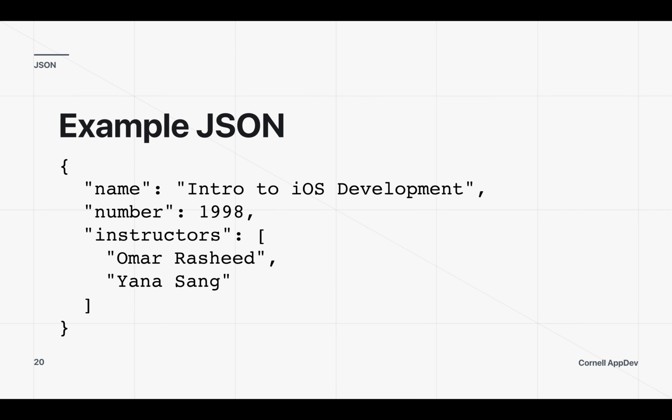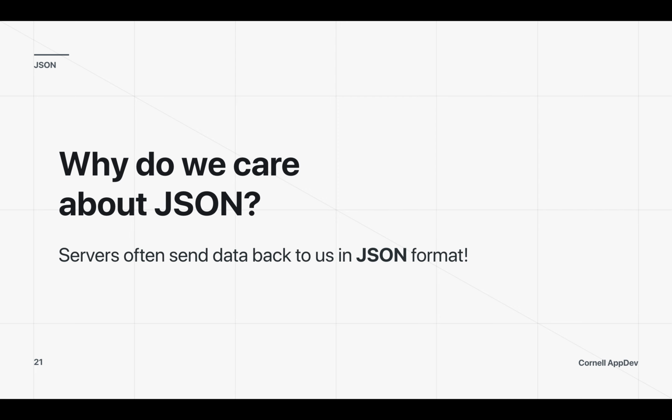So here's an example. We have one JSON object that has a name, a number, and an array of instructors, which are strings. So you see this kind of looks like a dictionary with the key on the left side of the colon and the value on the right side of the colon. So why do we care about JSON? We care about JSON because servers often send data back to us in JSON format. So we need to know how to interpret JSON in order to display the data accordingly.